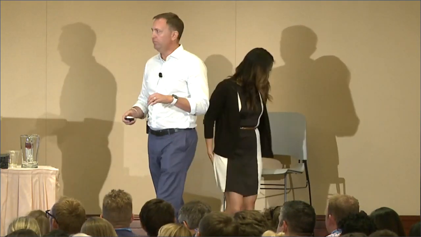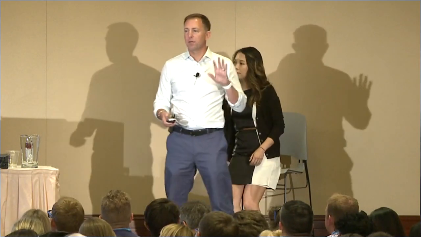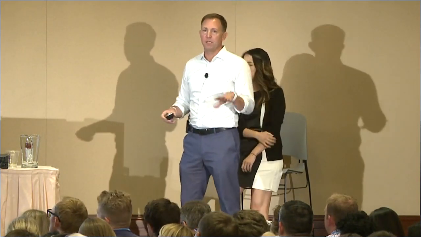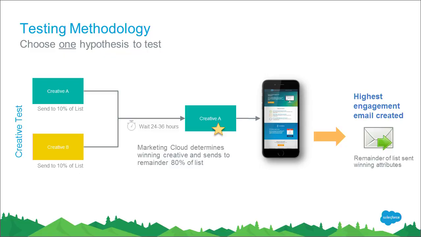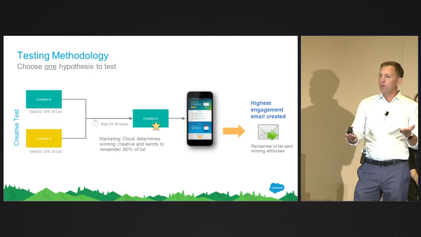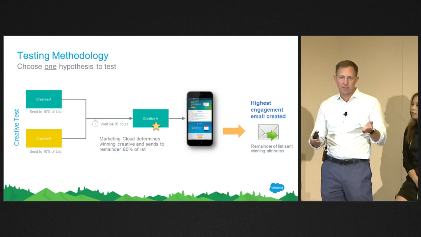Bradley? Great. So A/B testing. I know this is an intermediate session, but we're going to quickly level set on some A/B testing because you would be really surprised at how many people, even at Salesforce, don't understand this completely. So always choose one hypothesis to test. So in this particular example, we've got Creative A and Creative B that we're going to test. Now, Marketing Cloud has a phenomenal A/B testing engine. So what you do is you can load both of those creatives into the Marketing Cloud A/B testing engine.